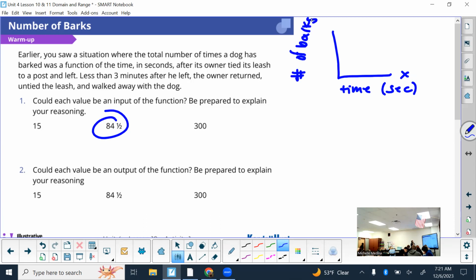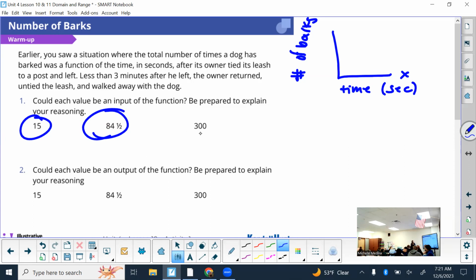So then table 1, does that change your answer at all? Is it possible to have 84 and a half seconds? So 84 and a half could be an input. This one can be an input. So I'll start the next. Could 15 seconds be an input? Could 300 seconds be an input?